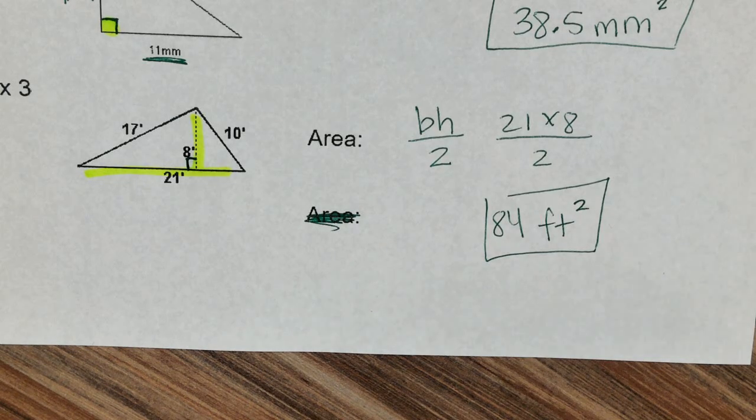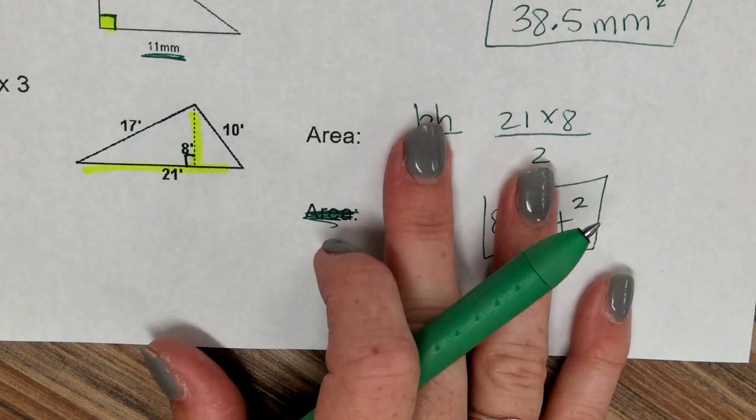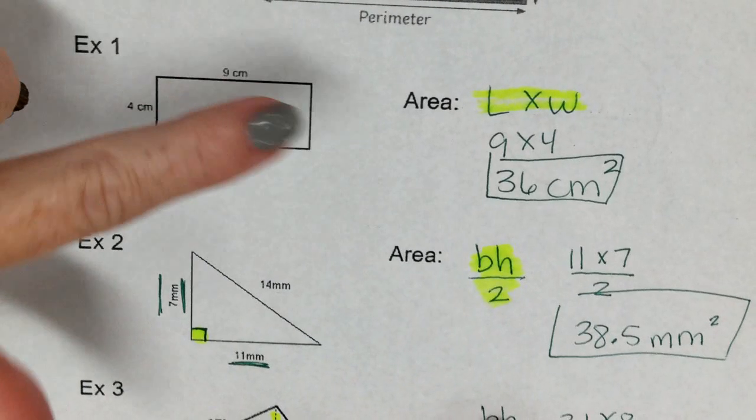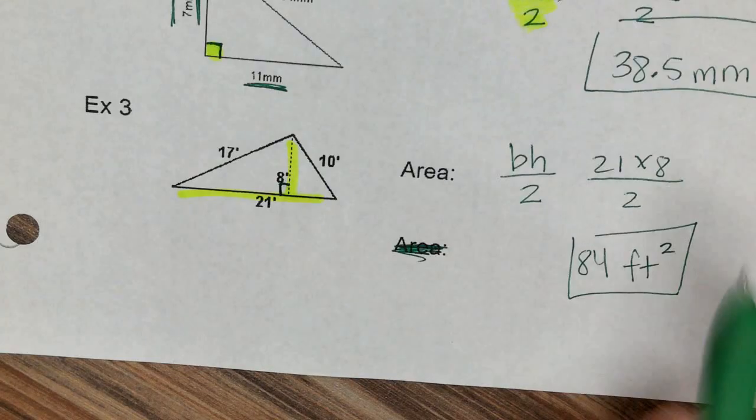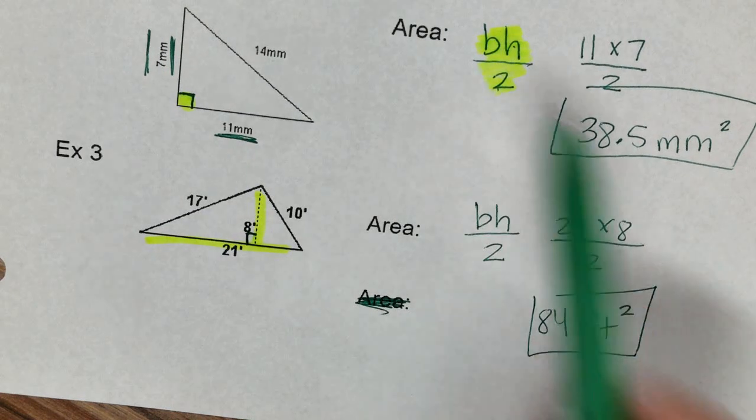What is the biggest mistake I see students make? They think every formula is length times width. I don't know why. Length times width is only for what kind of shape? A rectangle. Triangles are base times height divided by 2.